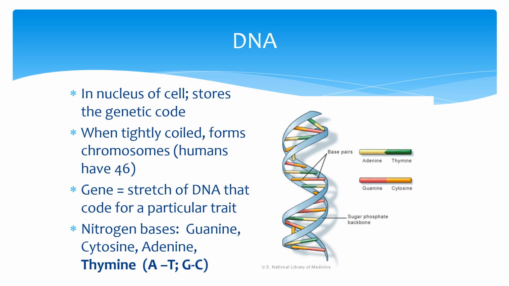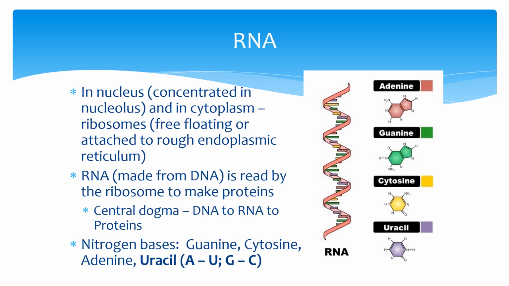Now, gentle reminder that our nitrogen bases when it comes to DNA are guanine, cytosine, adenine, and thymine. Thymine is highlighted because it has a special little side buddy that takes its place when it comes to RNA. In RNA, we do not have thymine. It is going to be uracil.